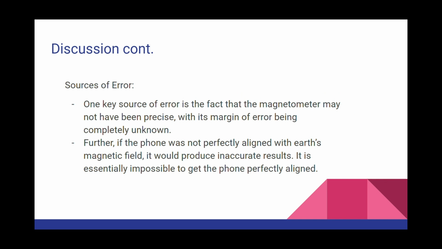Source of error. One key source of error is the fact that the magnetometer may not have been precise, with its margin of error being completely unknown. Further, if the phone was not perfectly aligned with the Earth's magnetic field, it would produce inaccurate results. It is essentially impossible to get the phone perfectly aligned.